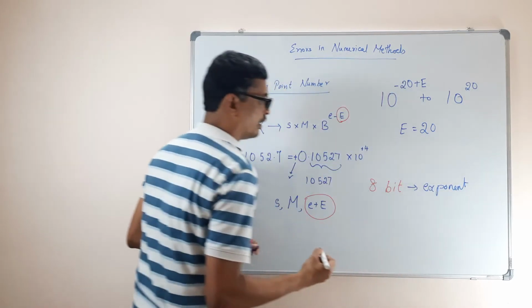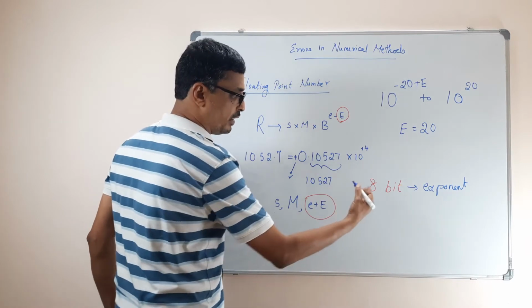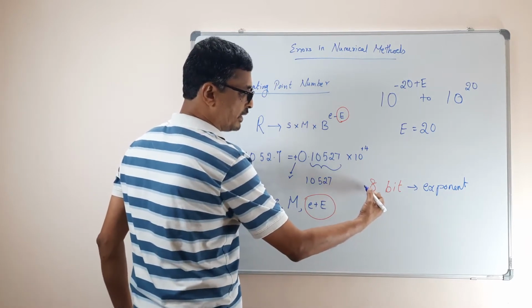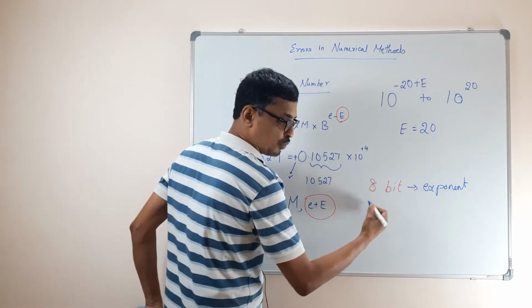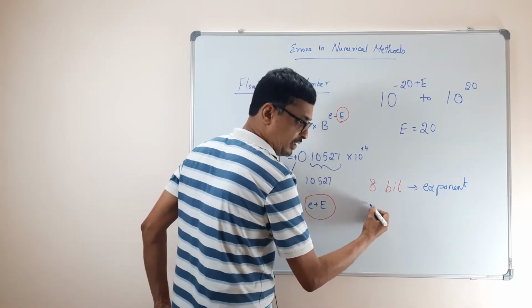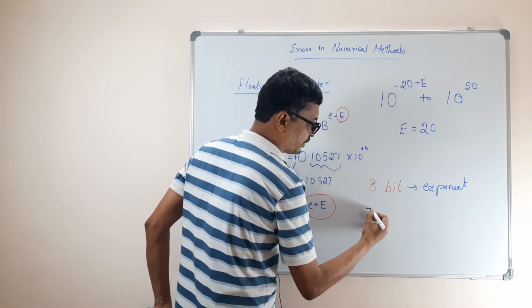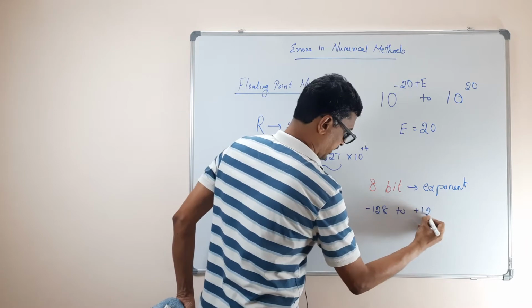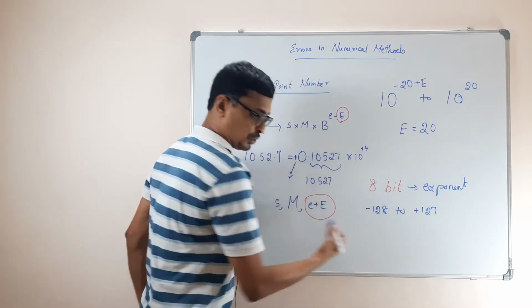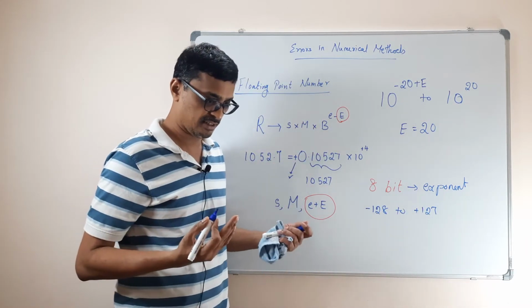Are you able to understand what I'm saying? So what is the power I can get? Suppose, for example, let us take it in signed form only. If it is 8-bit, 1 bit is allocated for sign. So it makes minus 128 to plus 127 the exponent range I can store. Am I making it clear?